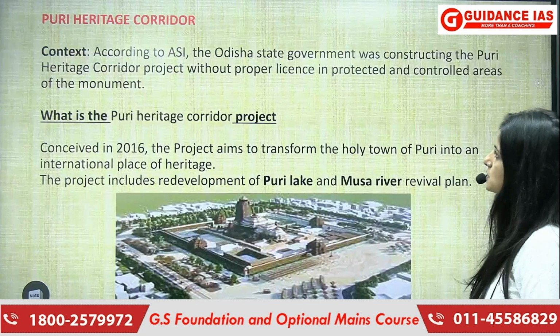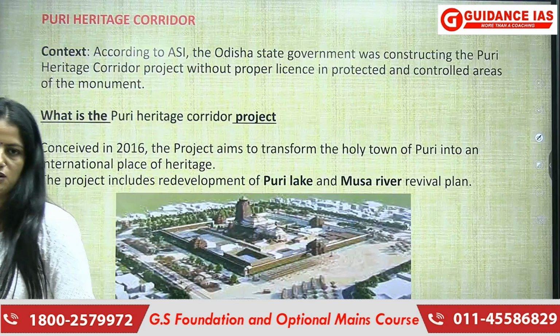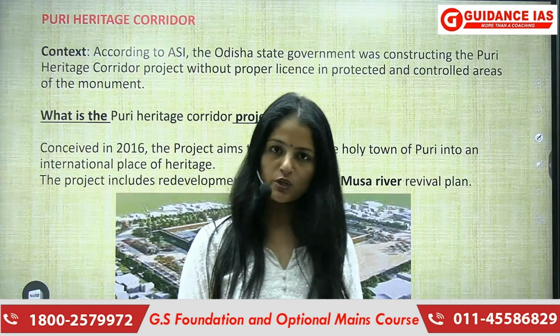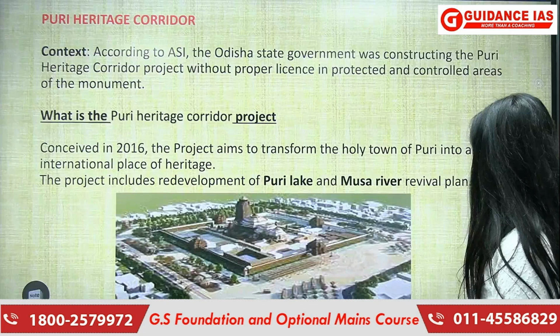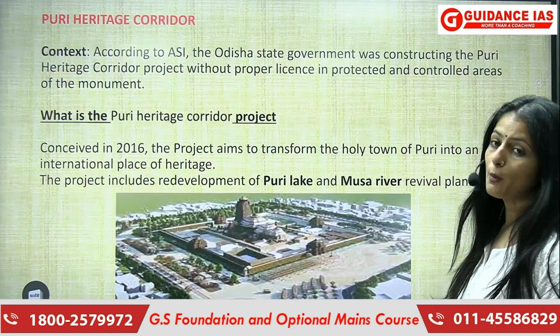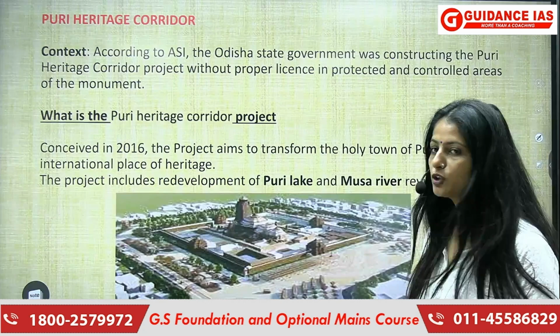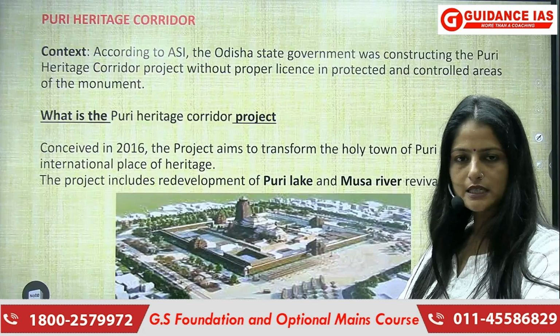Up next we have Puri Heritage Corridor. Again 2-3 points you need to remember. Kuch zyada samajhne ka nahi hai. These are few of those factual topics you have to remember only and revise it before your prelims examination, taki aapko yaad rahe ye. Recently Archaeological Survey of India ne Odisha mein, this Odisha state government was constructing the Puri Heritage Corridor, theek hai, project without proper license, right, in protected and controlled areas of monument. To ASI ne abhi ye bola hai ki Odisha government is doing some illegal work there, to isliye ye news mein aaya hai and they have complained against it.